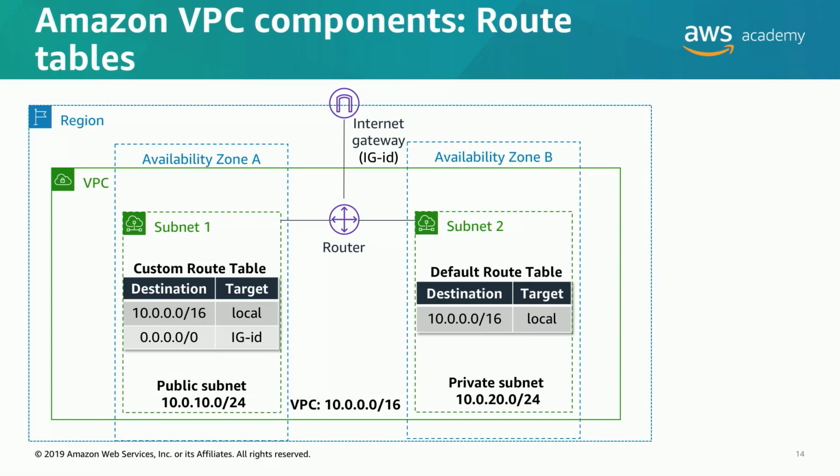A route table contains a destination and a target. The router reads the route like this: any traffic that goes to a destination should be routed via the target. A target could be a specific instance ID, a network interface ID, an internet gateway, or a virtual private gateway.